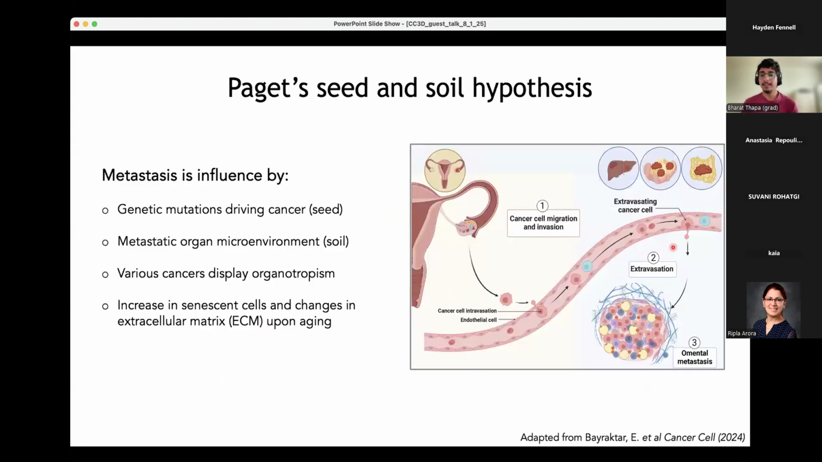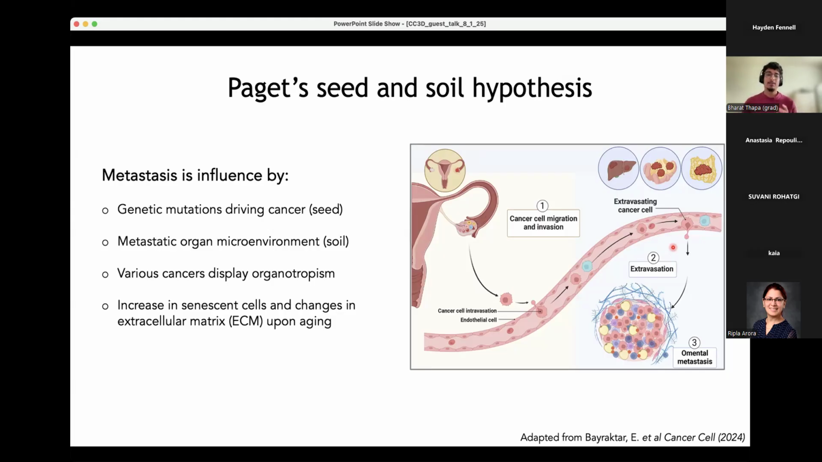So this made us think about, okay, what could be the reason for this epidemiological change? Why are elderly women more prone to ovarian cancer and metastasis? So here, I want to give a background to a theory which was proposed by Stephen Paget. It's called the seed and soil hypothesis. It's one of my favorite cancer theories of all time.